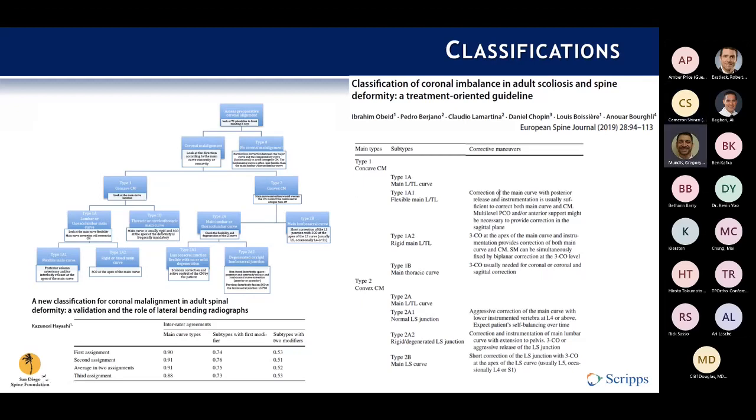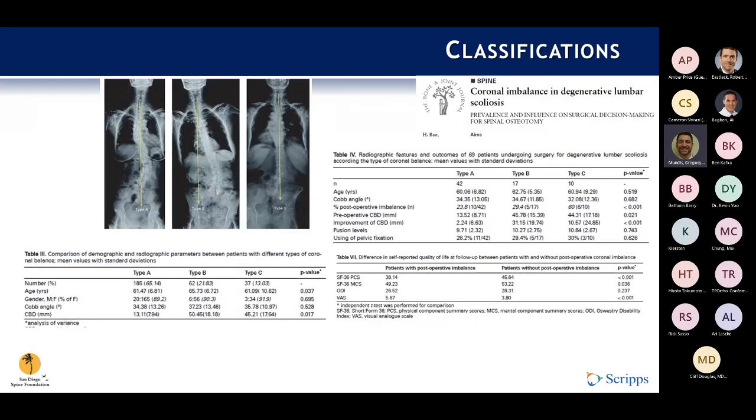And I love Obaid's classification. I think that paper is really good. But at the end of the day, Bowes is the one that's most clinically relevant, right? Because it really breaks down and simplifies how to think about these curves in the coronal plane, especially as it relates to what we do in the operating room. That's why I really like that classification, because to me it keeps it a little simpler.